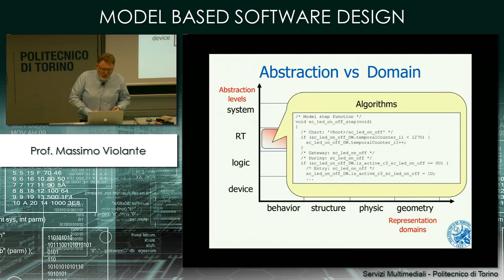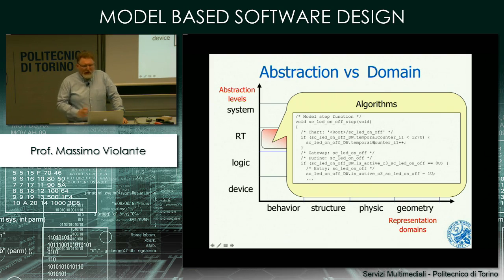Then, when we want to move to a more detailed modeling of this system, we may want to move from a higher abstraction layer to a lower abstraction level. So from system to RT. RT stands for register transfer. So here we have a model that conveys the same behavior, but it is more detailed. We have more information about how the behavior is implemented. In this case, we decided to code the model using the C language.